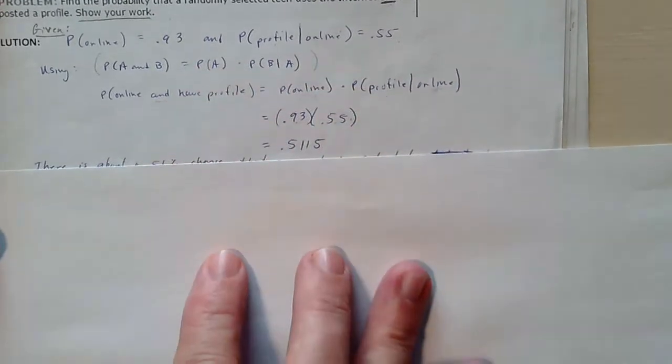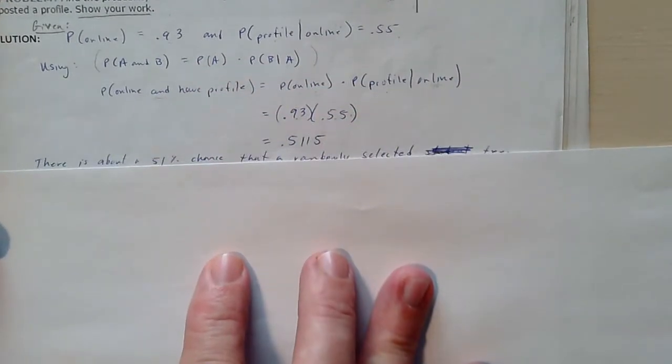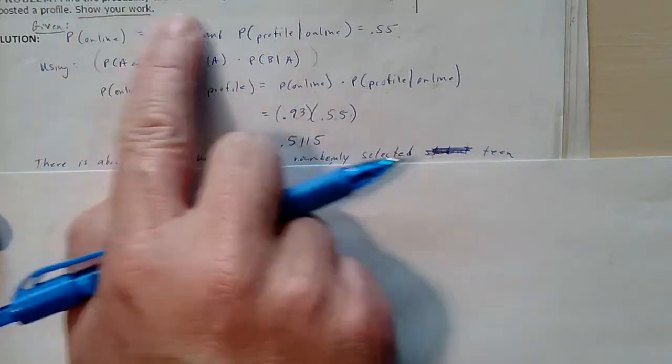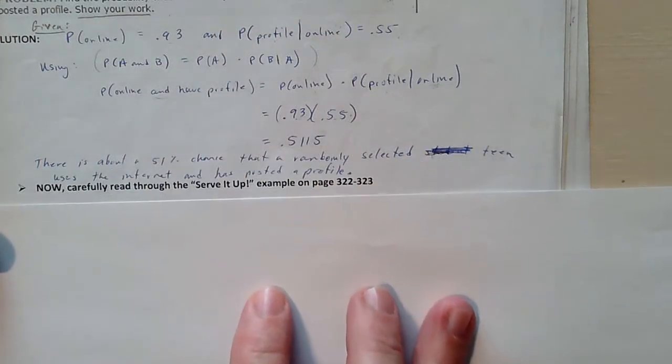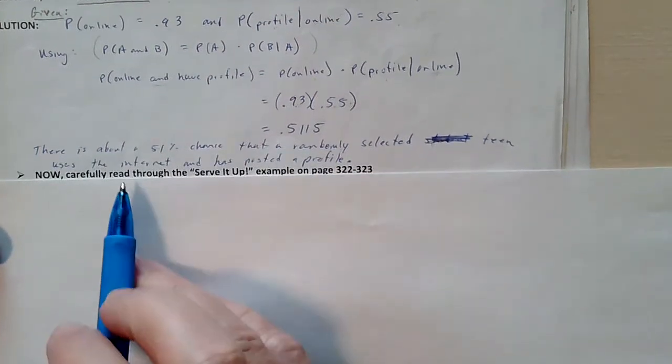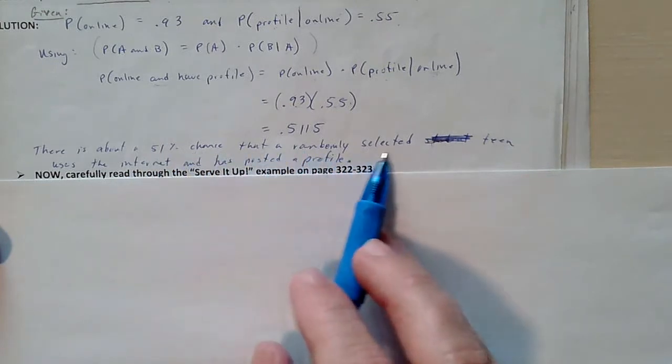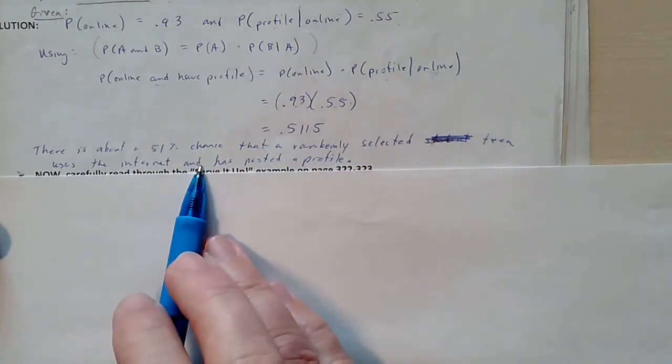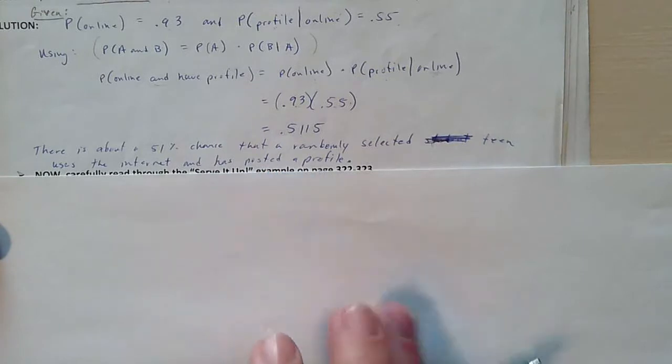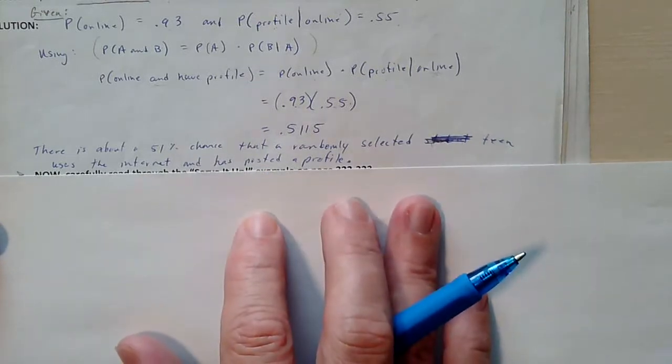Pause if I'm going too fast. Okay, so show your work. Here's the context to make sure you understood what we found. There's about a 51% chance that a randomly selected teen uses the internet and has posted a profile.